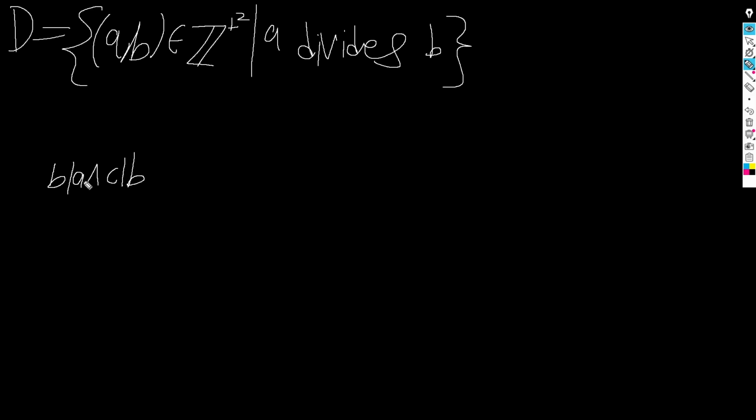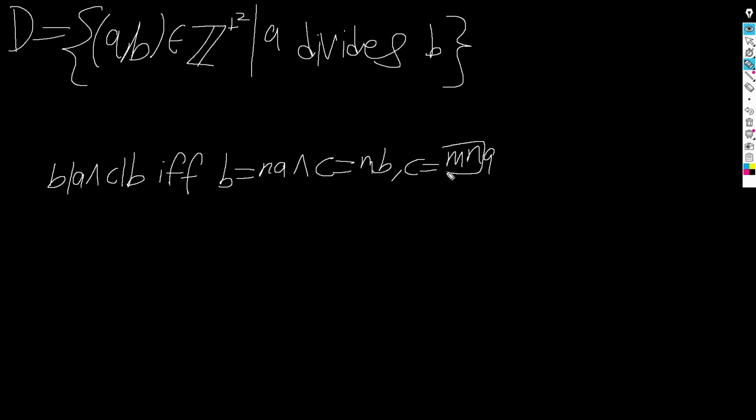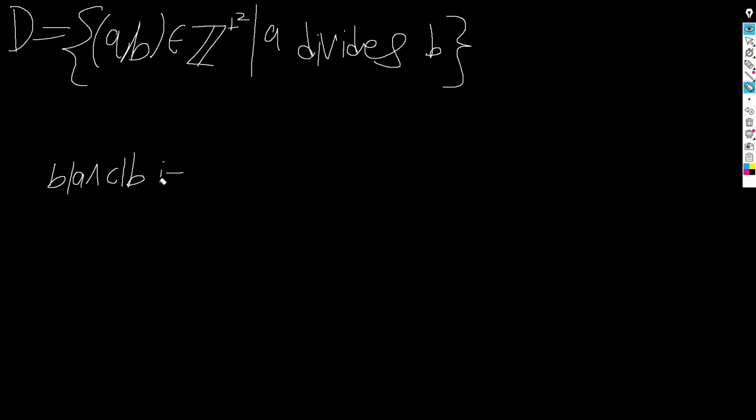So A divides B is the same thing as saying B is divisible by A, and the same thing with C is divisible by B. So this is true if and only if B is NA and C is MB, where N and M are positive integers. Since B is NA, we can replace this MB with M and N A to make C equal to MNA. And since M and N are positive integers, their product will also be a positive integer. So this means that C is divisible by A, and A divides C, meaning A is D related to C. So we know that this relation is also transitive.